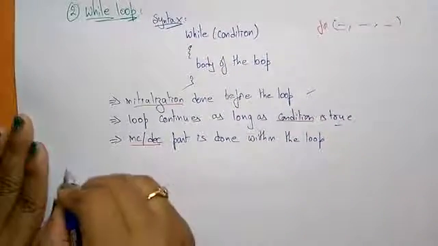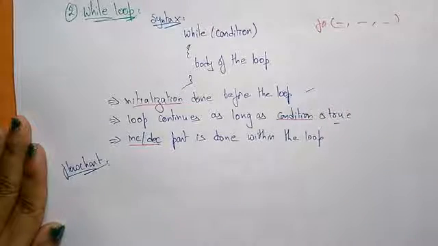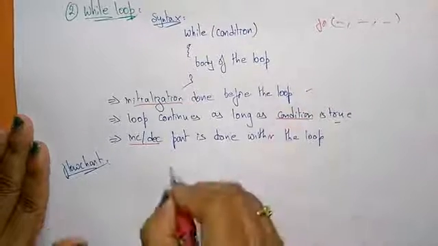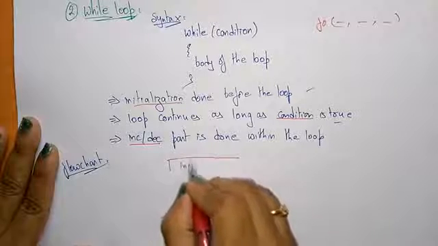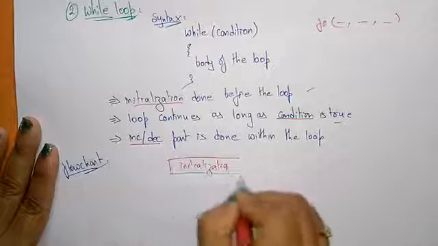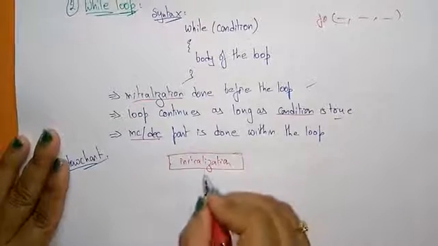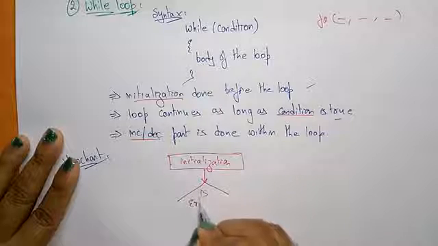Okay, let me write the flowchart for this while loop. First, as I said, initialization should be done before the loop. So first you have to declare and initialize, assigning the value to that variable. Now you have to check the condition. Is the expression true or not?